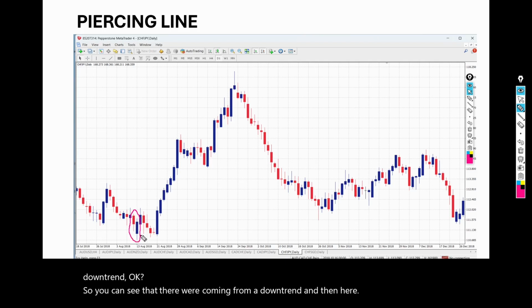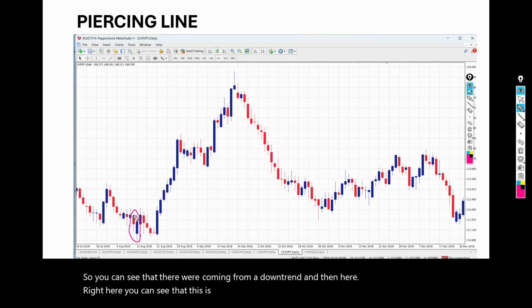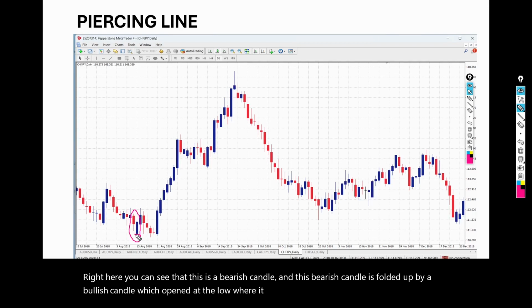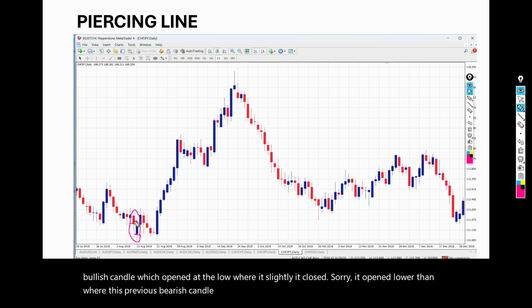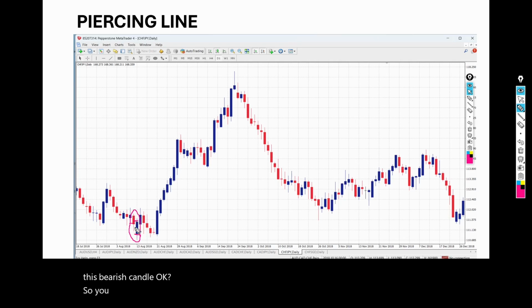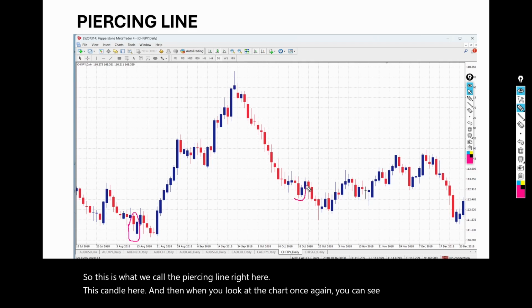right here, you can see that this is a bearish candle, and this bearish candle is followed up by a bullish candle which opened lower than where this previous bearish candle closed, and its close was halfway of the body of this bearish candle. Okay, so you can see that it is halfway. So this is what we call the piercing line right here, this candle here.